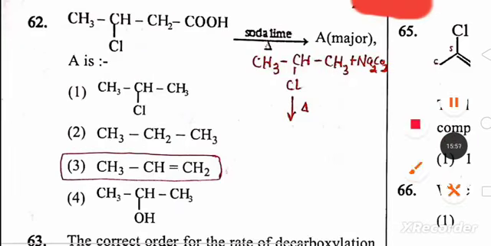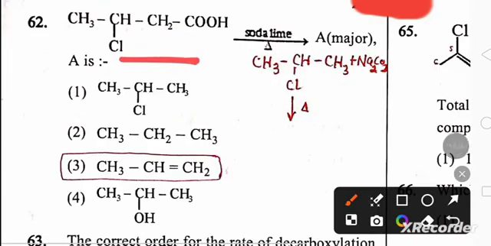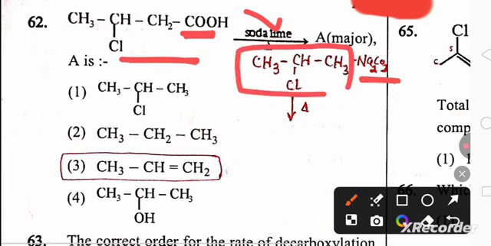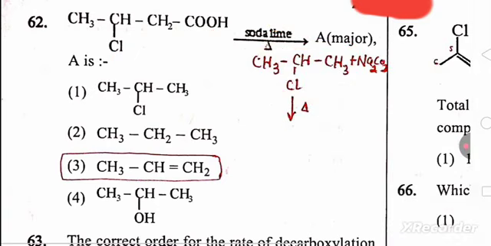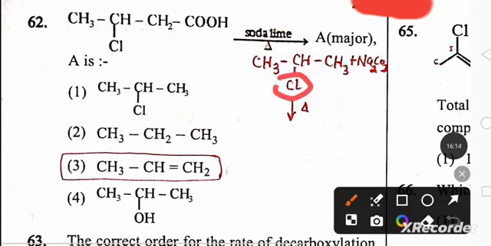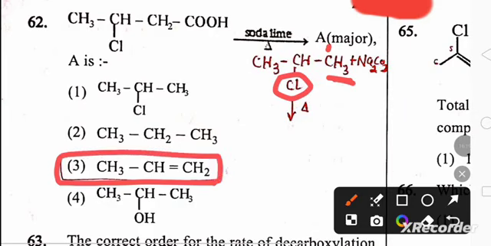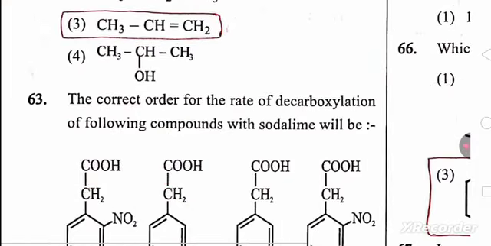Let us move to the next question, children. We have 3-chlorobutanoic acid. When it is treated with soda lime, NaOH and CaO, there is a decarboxylation. The carboxyl group undergoes decarboxylation to form sodium carbonate, and we will get 3-chloropropane. When this 3-chloropropane is heated, there is a release of HCl, chlorine from the second carbon and hydrogen from the first carbon. So there is a generation of a double bond between the first and second carbon to get propene. So option 3 is the right answer for this question.